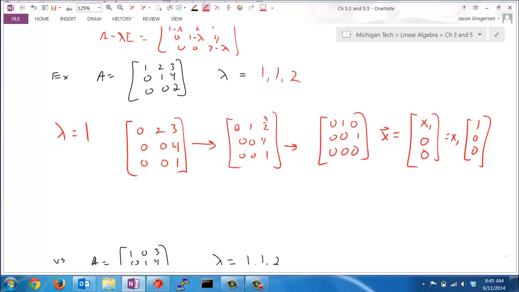So now I plug in lambda equals 2. I will also get 1 eigenvector. But I'm not going to have 3 eigenvectors. So I can't do the diagonalization here. I'm short. I am short of eigenvectors.